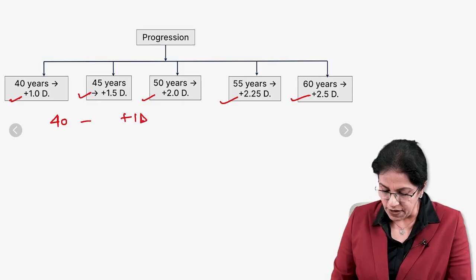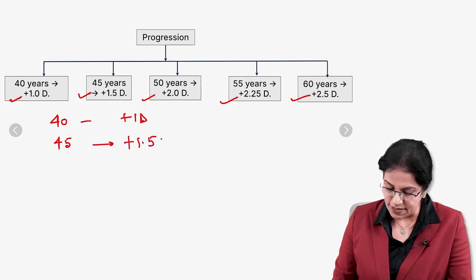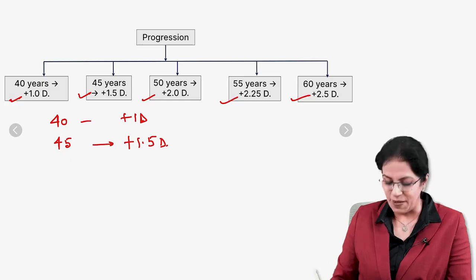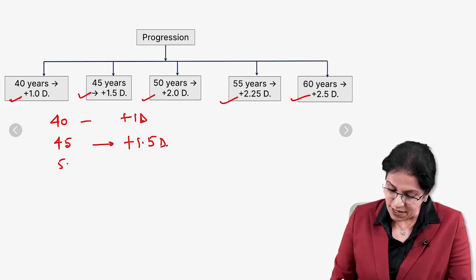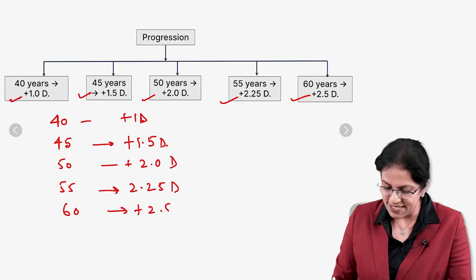Then at 45 years, of course, it goes to 1.5 diopters. Yes, not 1.25, but 1.5 diopters. Then at 50 years, it becomes 2 diopters. So, write like this, you will learn. At 55, now it is 2.25 diopters. And when you say 60, it is plus 2.5 diopters.